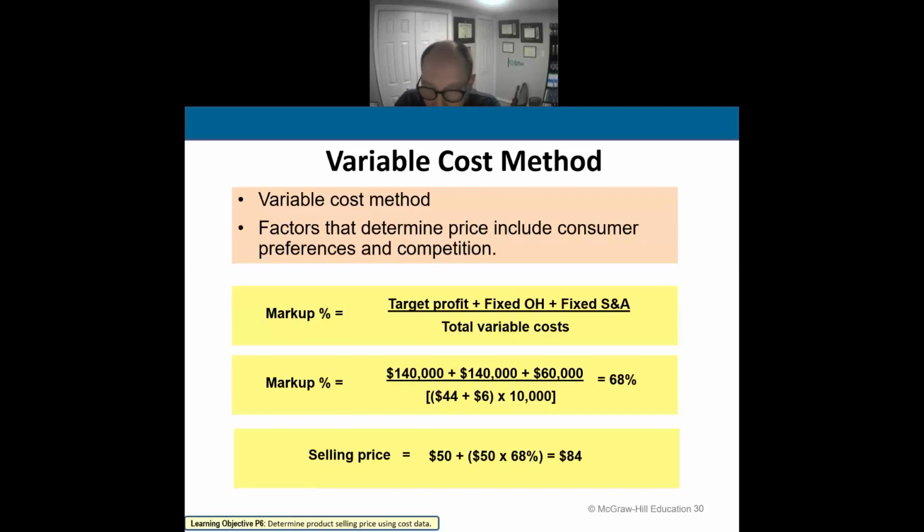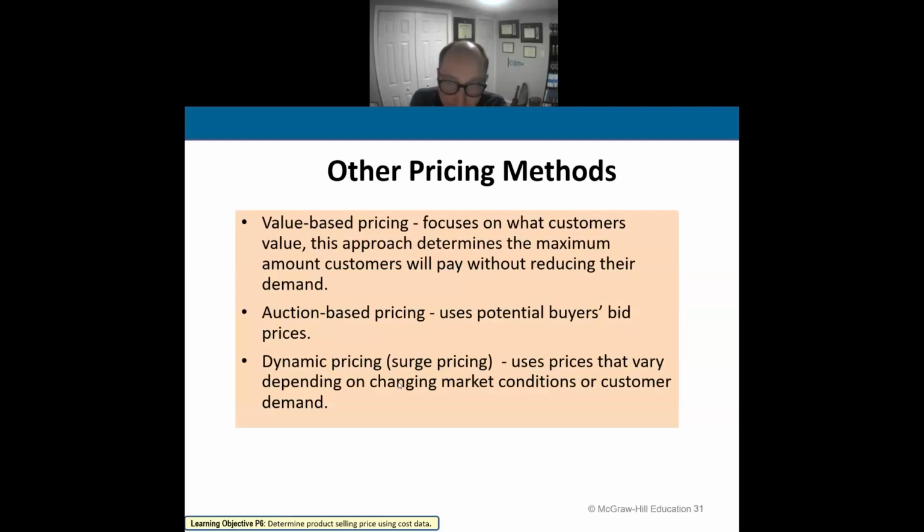Total variable cost, $50. Plus variable cost times markup equals $84. 50 times 68% plus the 50 equals 84. Remember that order of operations, yeah? Order of operations, very important thing to remember. Do the parentheses first.